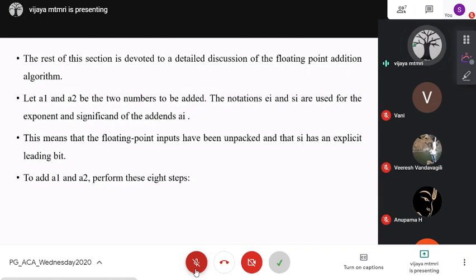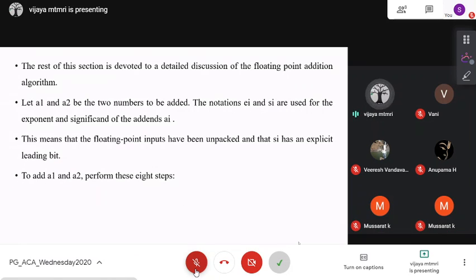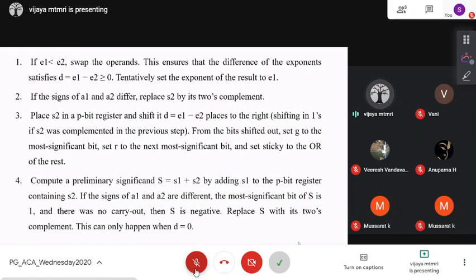The rest of this section is a detailed discussion of the floating point algorithm. Let A1 and A2 be the two numbers to be added. The notation Ei, Si is used for the exponent and significand of the addend Ai. This means the floating point inputs have been unpacked and Si has an explicit leading 1 bit. To add A1 and A2, we have 8 steps to perform, which make up the addition algorithm for floating point numbers. First step: if E1 is less than E2, swap the operands. This ensures that the difference of the exponents D = E1 minus E2 is greater than or equal to 0. Tentatively set the exponent of the result to E1.